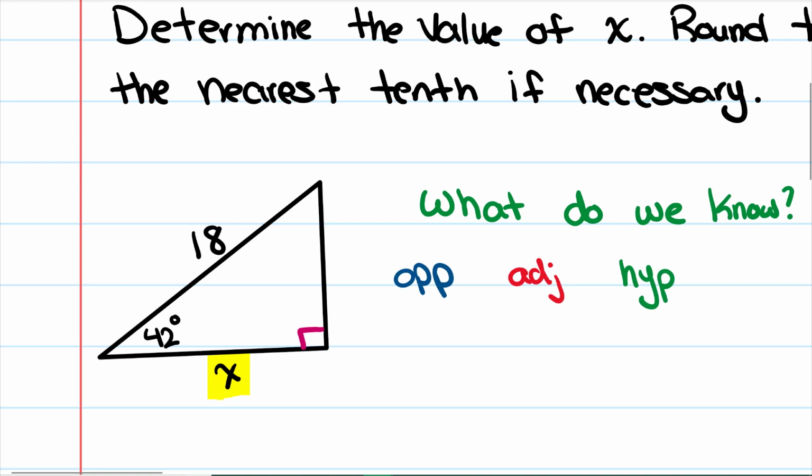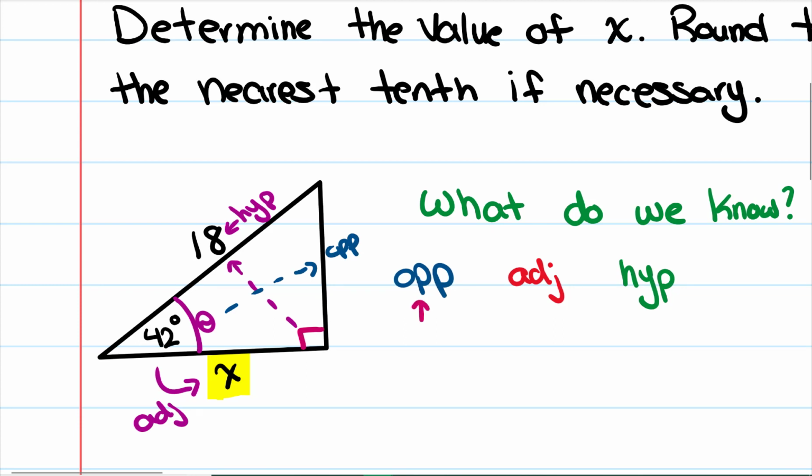So first I want to outline the pieces of the triangle. This right here is our theta. The 18 is going to be our hypotenuse. This x is going to be our adjacent. And then this side over here is the opposite. So now we're going to run through the triangle and determine what we know and what we don't know.